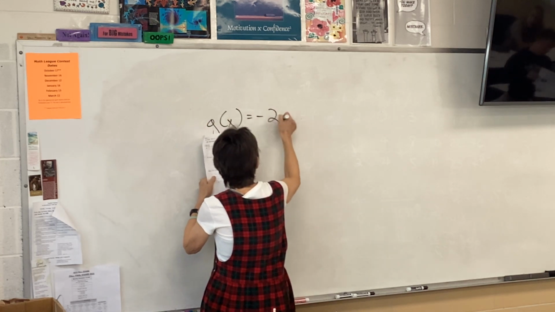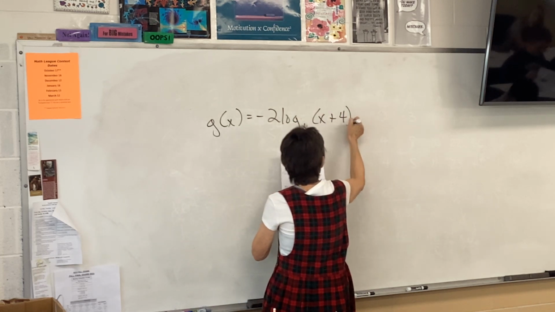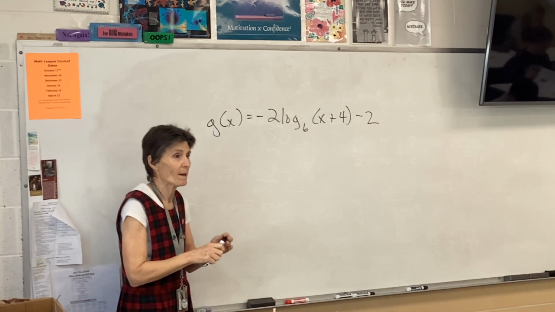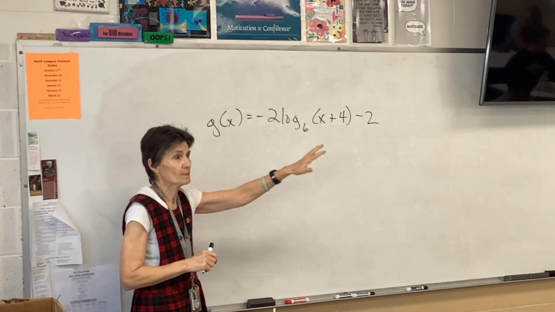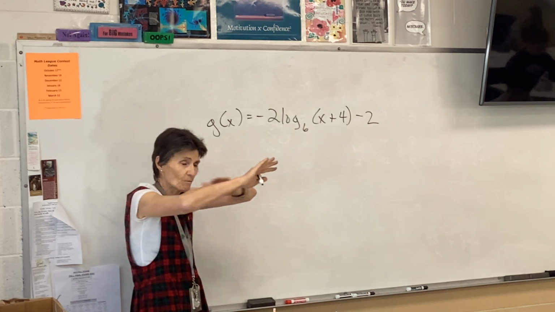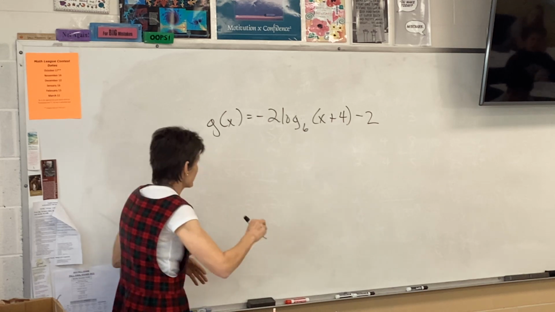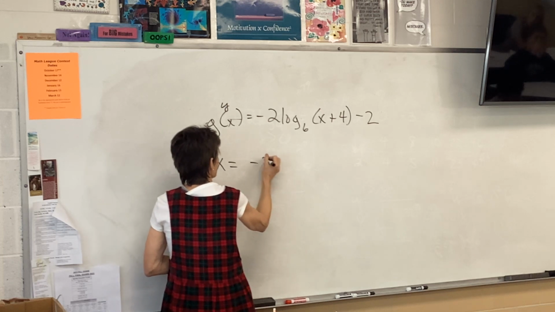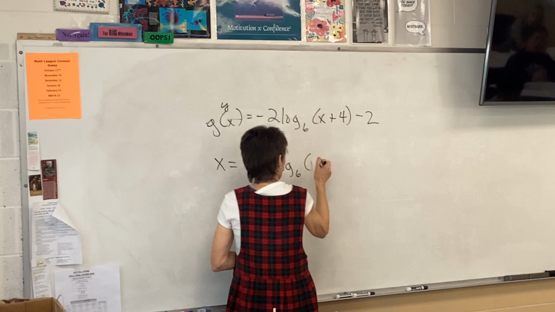All right, so I want to find the inverse of this. Okay, so what's the first thing I always do no matter what? We have inverse problems in other sections. It doesn't matter. If you're finding the inverse, what is the first thing you want to do? Switch the x and y. So this is y. So I'm going to have x equals -2 y.